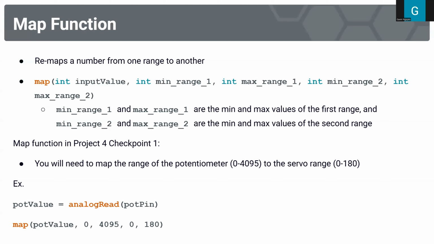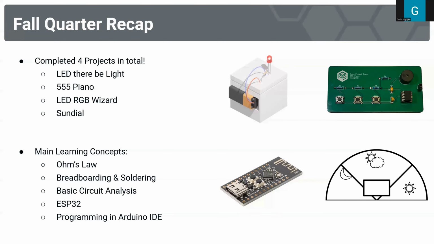And you can actually use the map function as well for the photoresistor, which you're going to use in the second checkpoint. And then lastly, I just wanted to go over what we've done in fall quarter and also winter quarter, which is actually quite a lot. So you guys should be proud of yourselves.